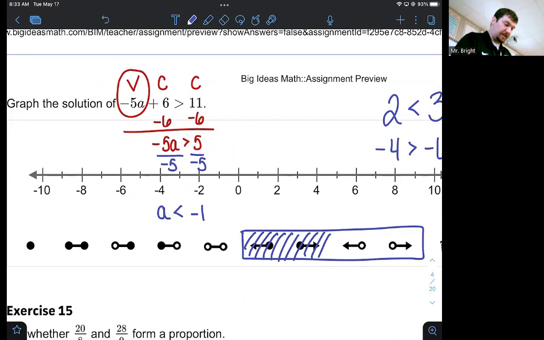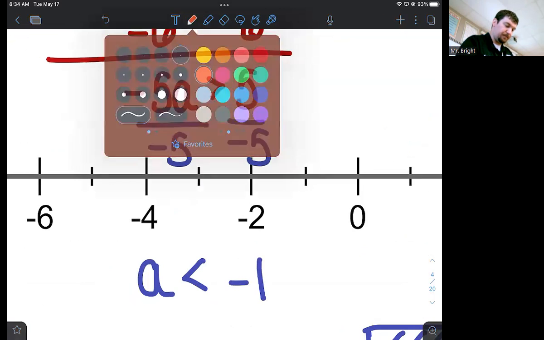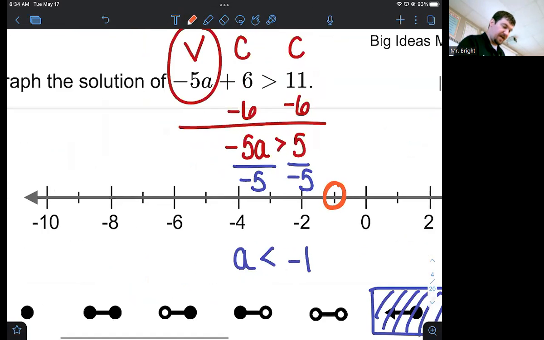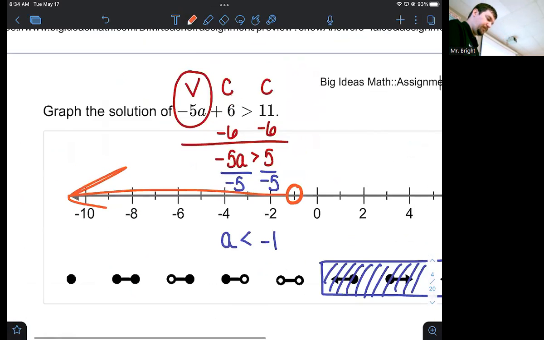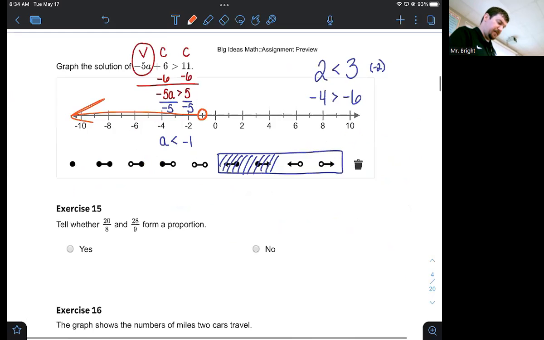Okay, so we're going to shade to the left with an open circle around -1, and you'll find -1 between these two numbers, -2 and 0. So we're going to shade that to the left like that. Questions? All right, let's move on to number 15.